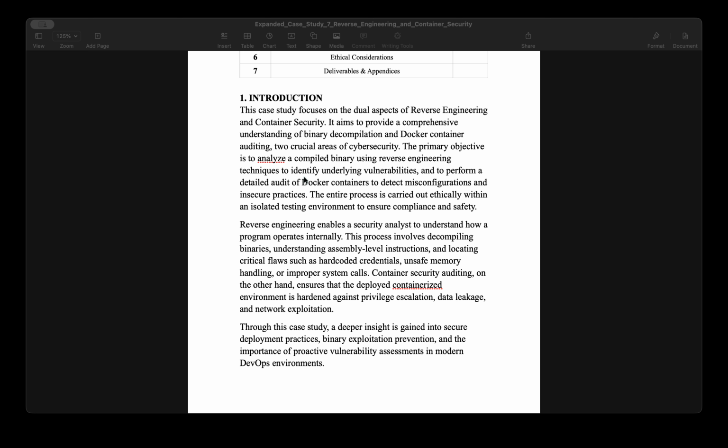Today I will walk you through a case study that combines two critical areas of cybersecurity: reverse engineering and Docker container auditing. The goal was simple: find a real weakness in compiled software and a container setup, demonstrate a risk in a controlled lab, and recommend practical fixes.